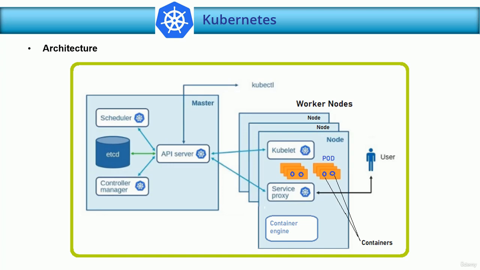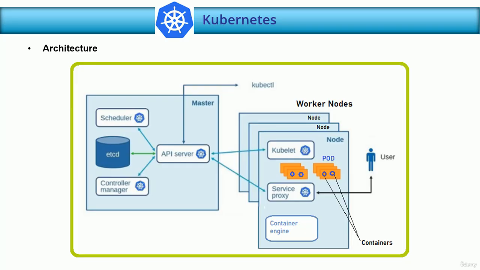The benefit of Kubernetes is that it supports any software which creates containers. If I talk about Docker Swarm, Docker Swarm only supports Docker. But Kubernetes supports any number of software that create containers.